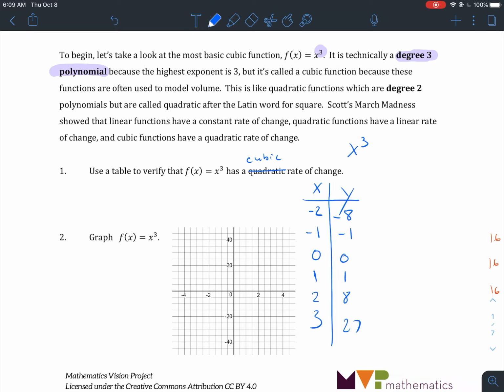Now notice how they reflect like polynomials do, right? Polynomials, when they're not transformed, reflect over that vertex point. Here it reflects, but notice how the signs change, right? It's -8 and 8, -1 and 1. So they do have a reflection, but the signs do change.